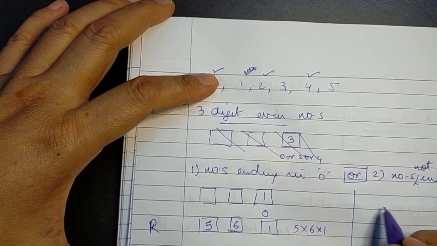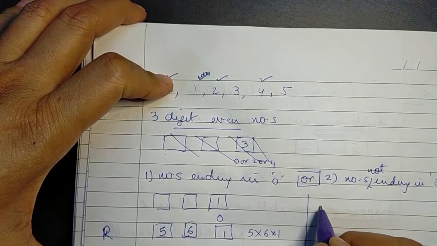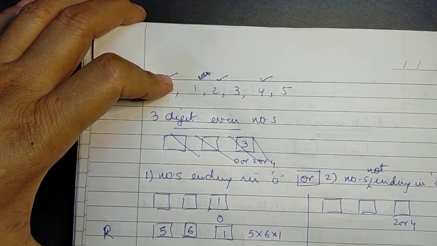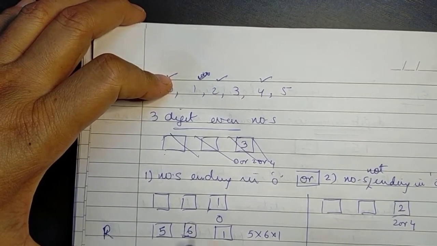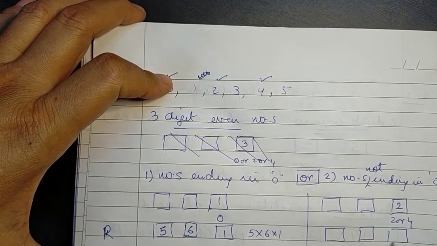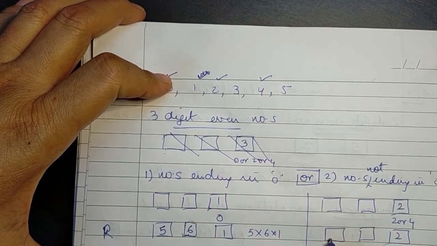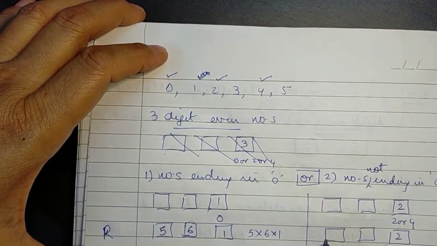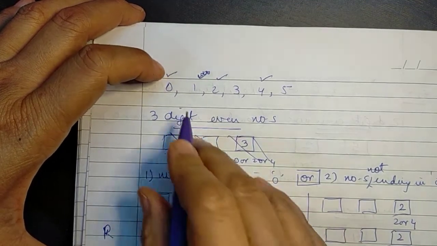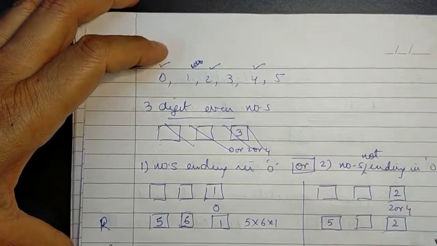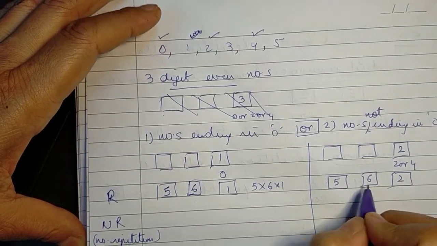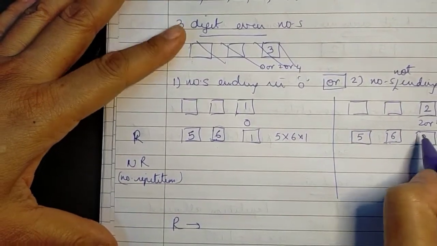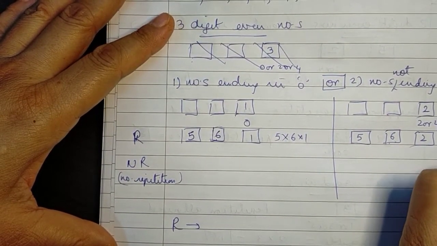Now numbers not ending in 0 could have either 2 or 4, so 2 options here. Repetition is allowed, so what do we have? All 6 are available here, but it can't start with 0, so you have only 5 here. All 6 are available in the middle because the middle number can be 0. So the number of cases possible is 5 into 6 into 2.